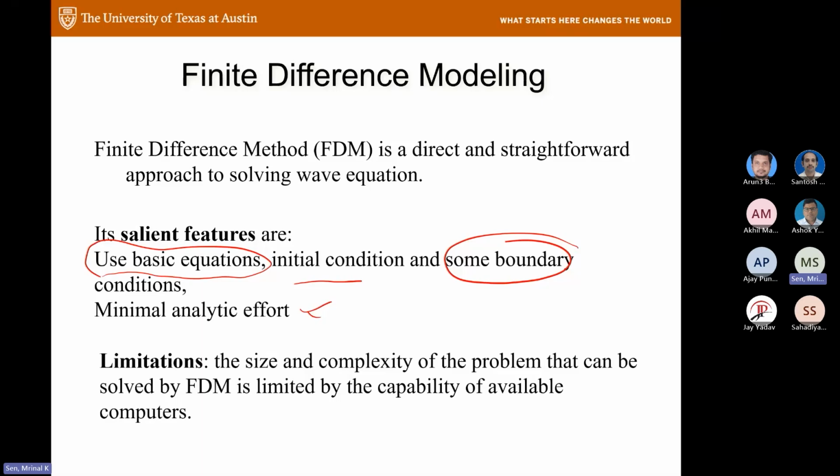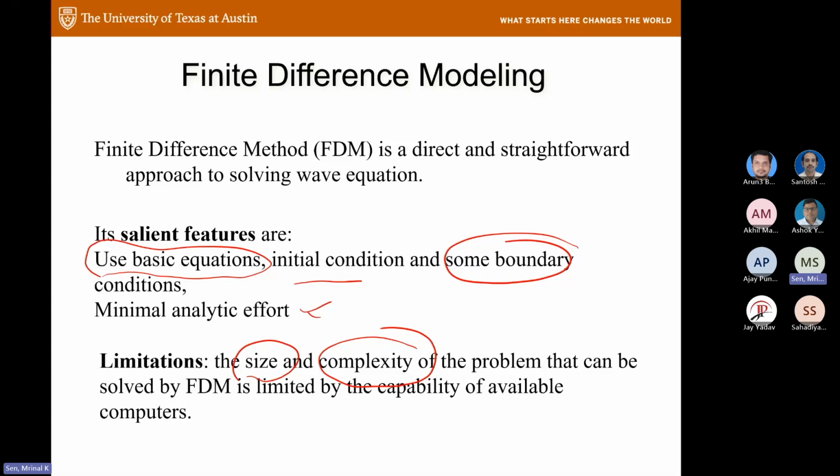But then, in America, we say that there is no free lunch. Whenever your office takes you to lunch, you should remember that there's something that they want to get in return. So there is no free lunch. When I say that there's minimal analytic effort and it uses basic equations, we have some limitations. The limitation is the size and complexity of the problem that you can solve by the finite difference method. When the model becomes very large, like 2D, 3D, when you have more parameters, and when you want to go to high frequency, FDM becomes very, very expensive.